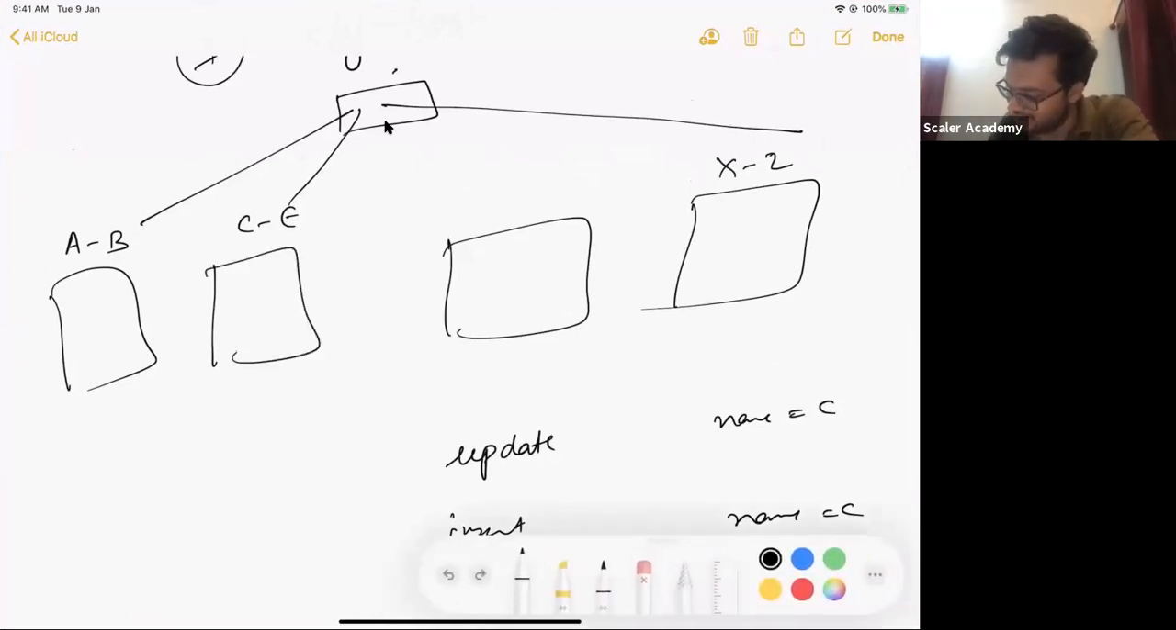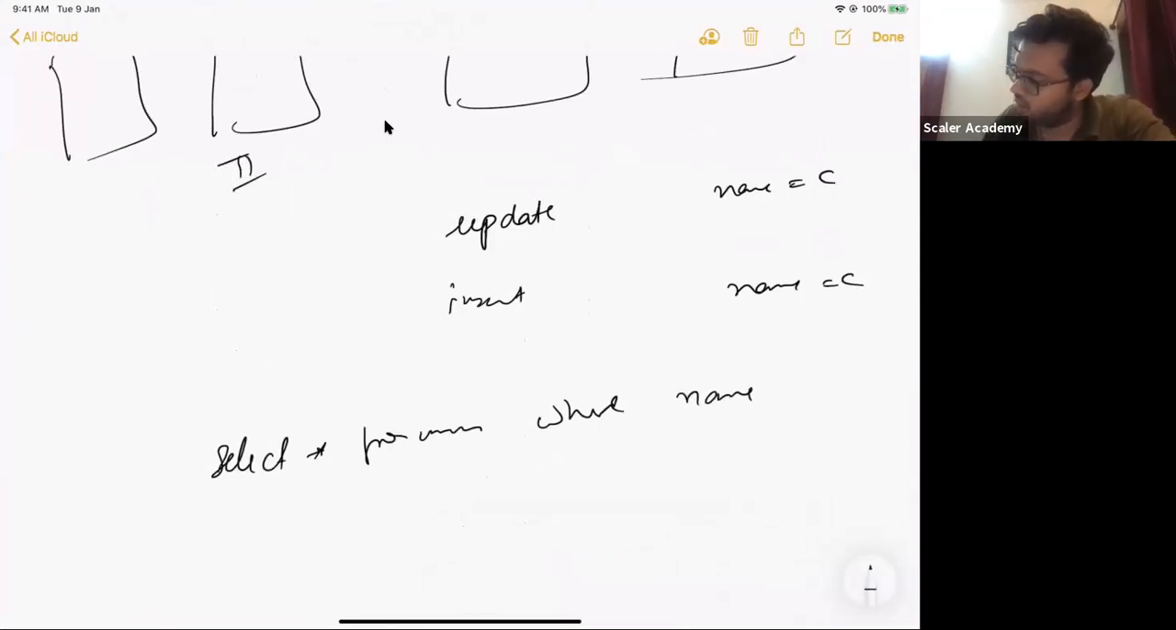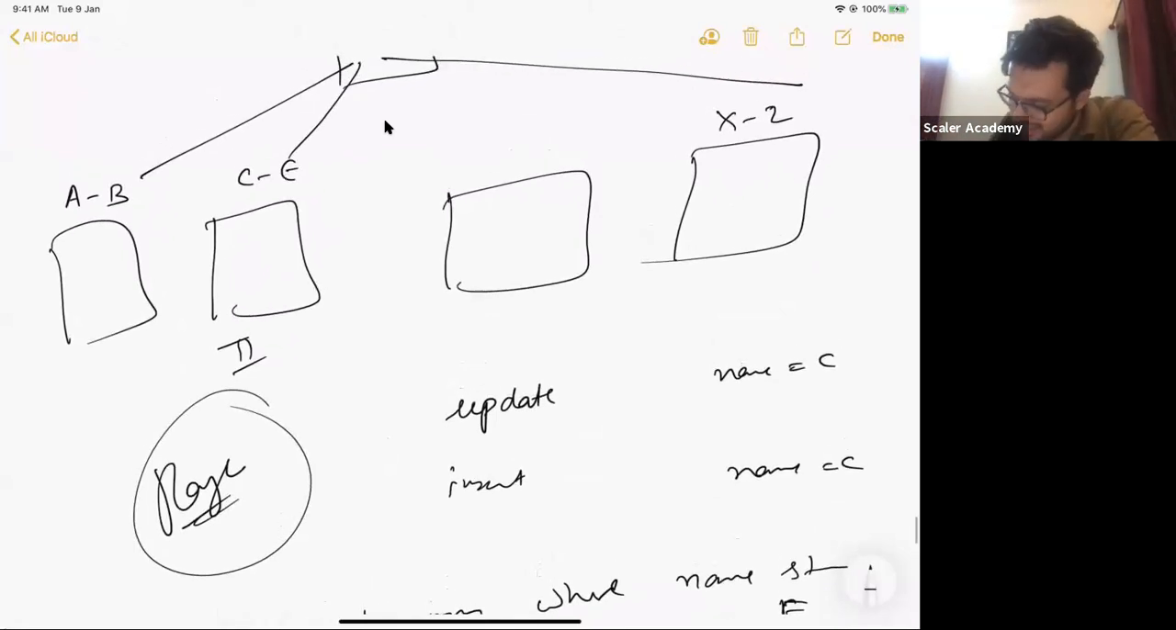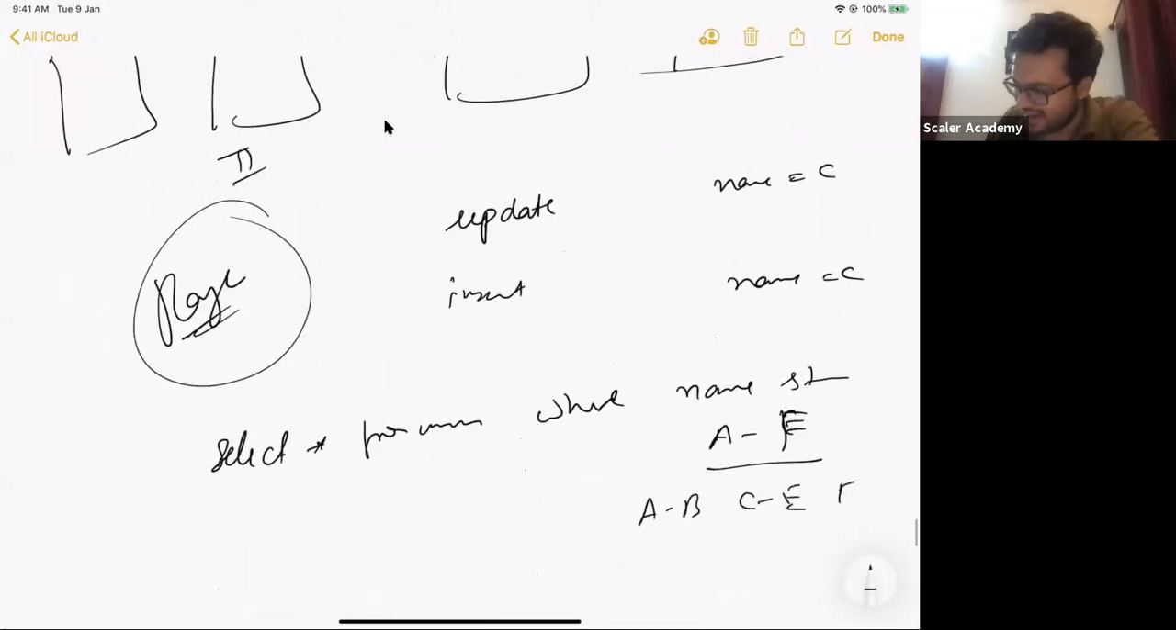All right. Similarly, if somebody is trying a select query, somebody is saying select all from users where the name starts with A to F. Now you want to figure out whether the name starts from A to F. This is a range query. Do you understand? These are queries where ranges are important, right? And if it's a range query, A to F, now your application knows A to F primarily comprises A to B, C to E, and F to something else.